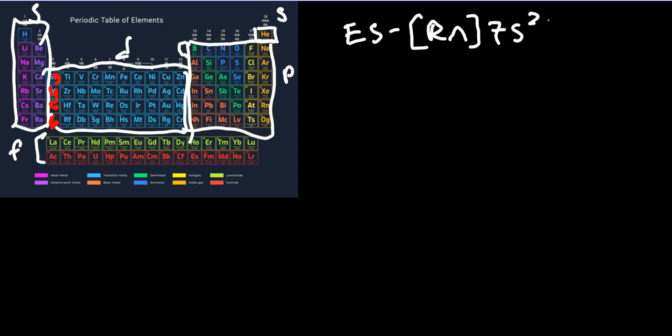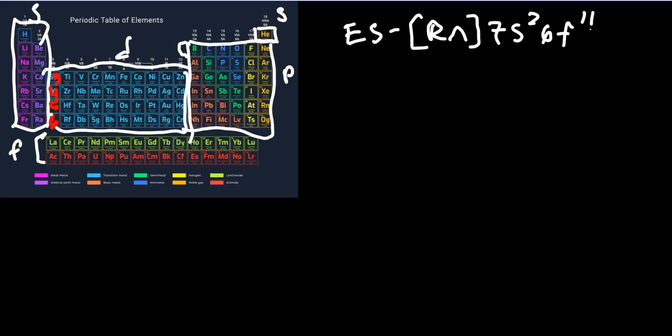7s2. And then for our next part, we're going to be in the 6, and we're going to be in the F block again. And for einsteinium, 1, 2, 3, 4, 5, 6, 7, 8, 9, 10, 11. We're going to be 11. So this is the electron configuration for einsteinium.